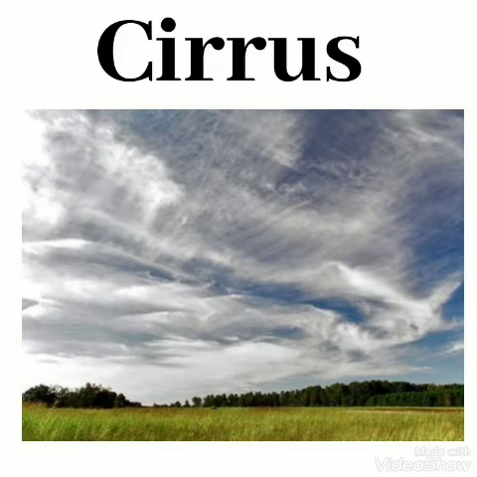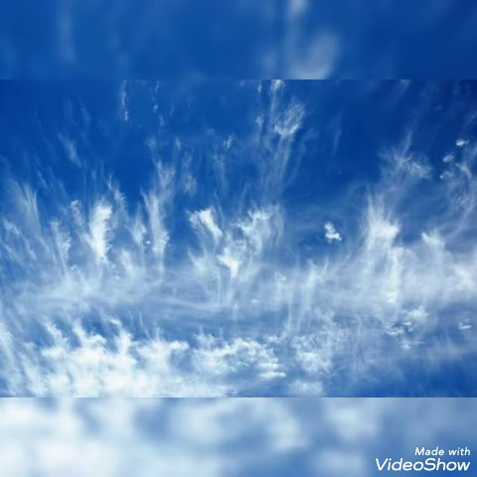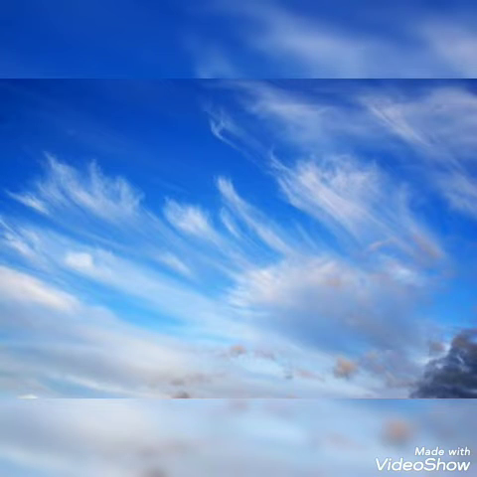Cirrus. They are high level, wispy clouds. These clouds are formed very high up in the sky, where it is very cold. They are therefore made up of tiny ice crystals rather than water droplets. They are often the signal of bad weather.